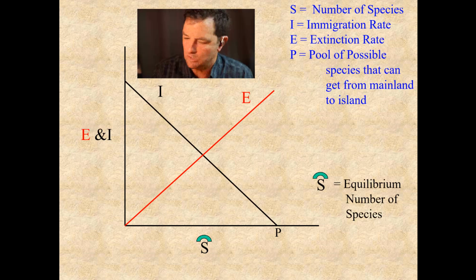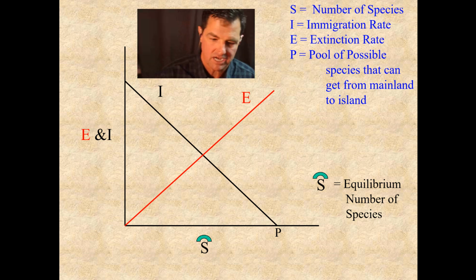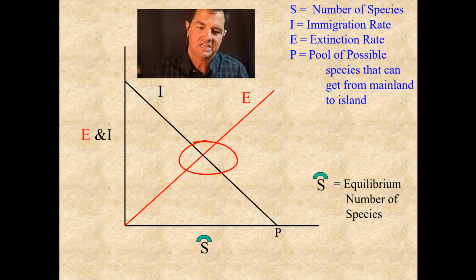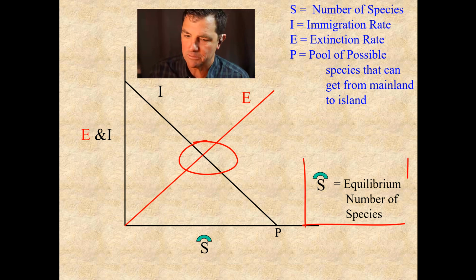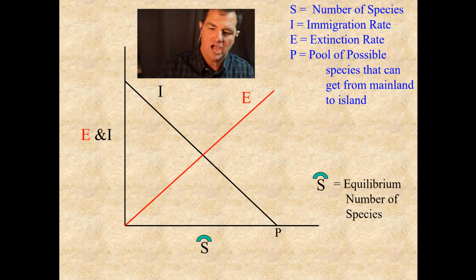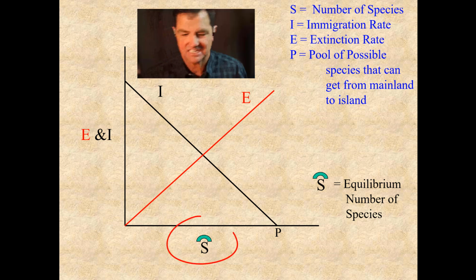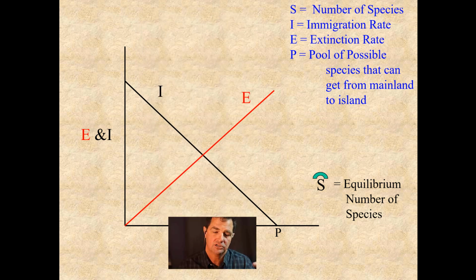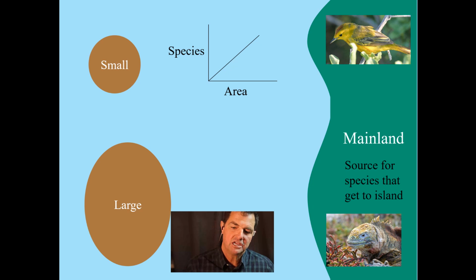All right, so if you look at this graph where you have extinction and immigration, the point where the immigration rate equals the extinction rate, right here where the two lines cross, in this model, is the equilibrium number of species for that particular island. And that's represented by what I have down here. We call it an S hat. It's an S with a little green cap over it. That's the equilibrium number of species on the island. Let's compare an island that is a small island and another one that is a large island.